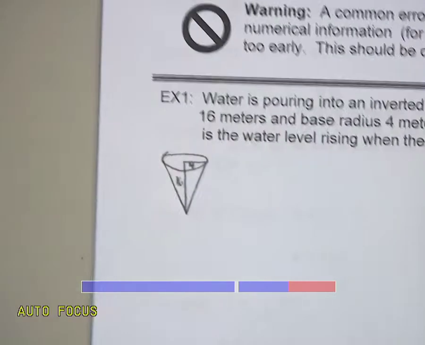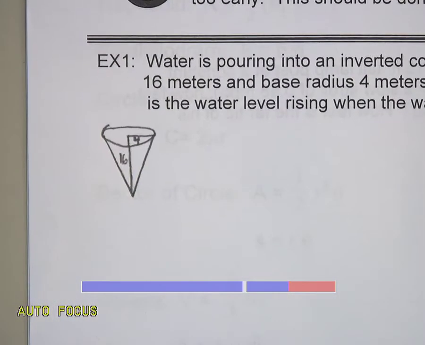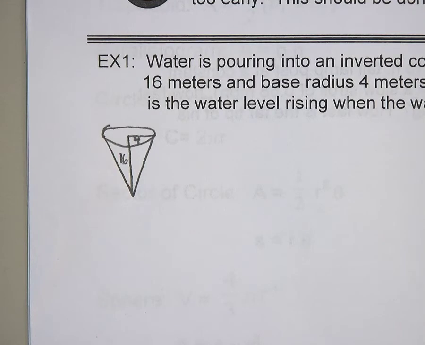Let me zoom in here. Read the question along with me on your paper so you can kind of see what I'm doing. And it says that it's pouring in at 2 cubic meters per minute. Water is pouring in at 2 cubic meters per minute.